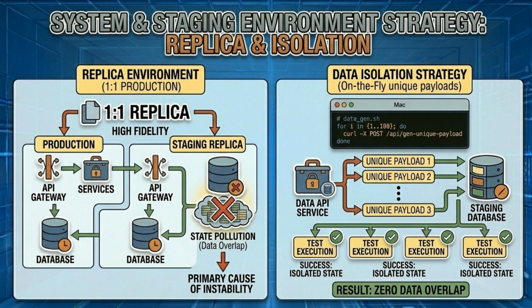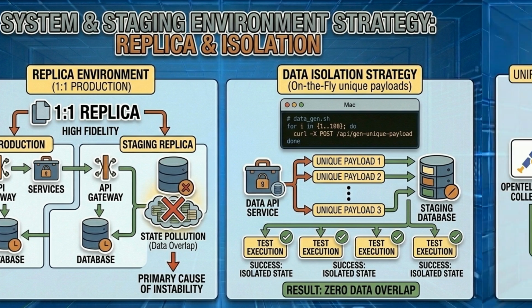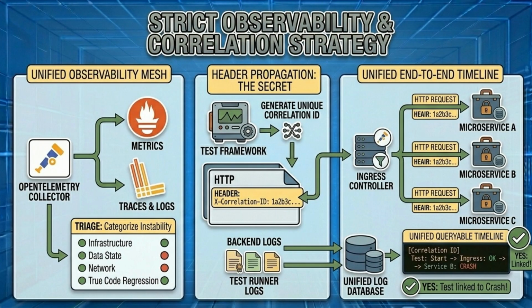The next tier is the system and staging environment. This must be a one-to-one replica of production. The primary cause of instability here is state pollution. You must leverage APIs to generate unique data payloads on the fly for every single test execution, ensuring zero data overlap.